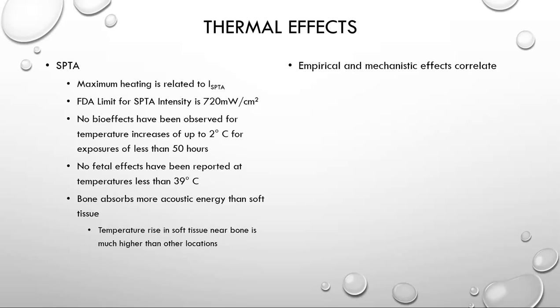With thermal bioeffects, we look at the spatial peak temporal average intensity, being the area where we know the maximum heating is going to occur over time. The FDA limit for spatial peak temporal average intensity is 720 milliwatts per centimeter squared. It should be noted that no biological effects have been observed for temperature increases up to 2 degrees Celsius for exposures less than 50 hours. No fetal effects have been reported at temperatures less than 39 degrees C.